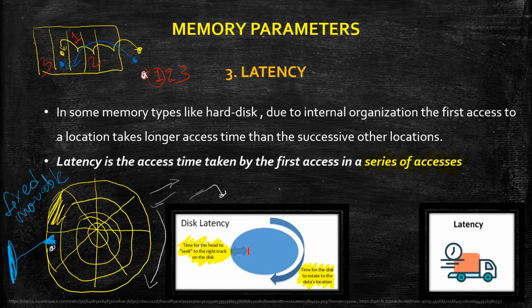So you are right now at this position, and first you need to go to the 1, then you will go to the 2, and then 3. So by any organization, by any method, how much time it takes to access the first access in a given series of accesses, that we call the latency. Latency is nothing but the time taken by the first access in a series of accesses or to perform the operation, right? You have given multiple operations and you are just accessing the location, that we call the latency.